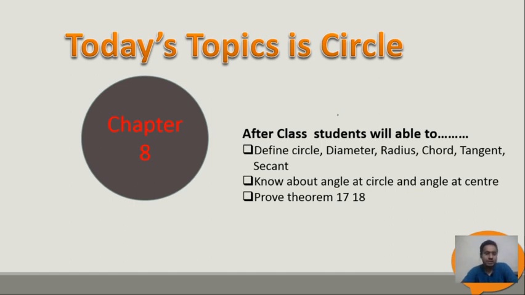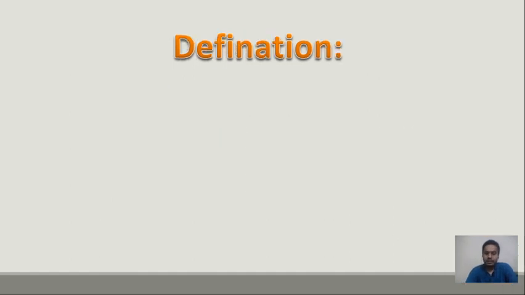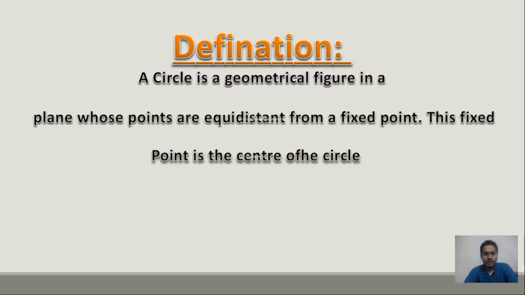At first, our first discussion is what is a circle. You consider the definition of a circle. A circle is a geometrical figure in a plane whose points are equidistant from a fixed point, and this fixed point is called the center of the circle.